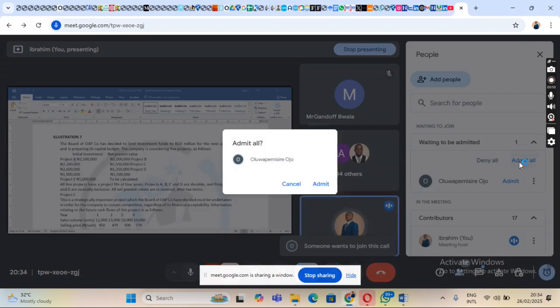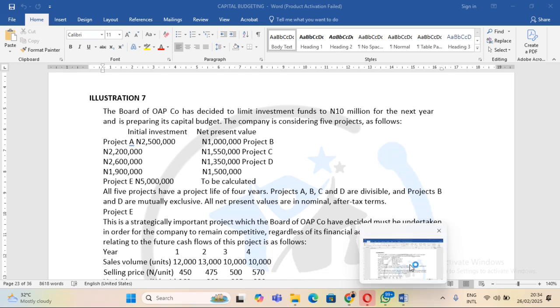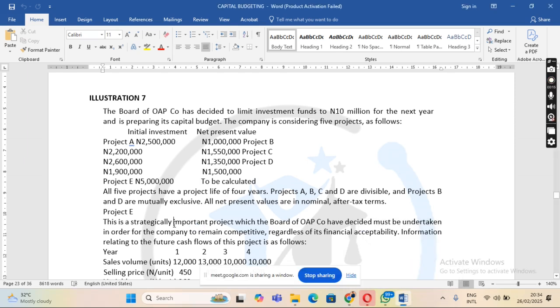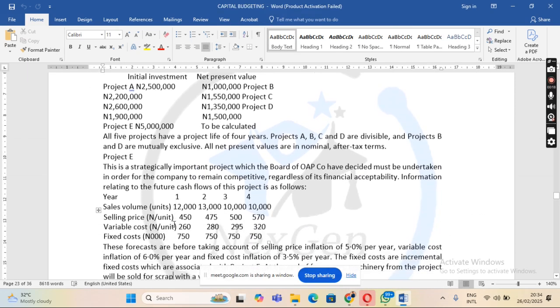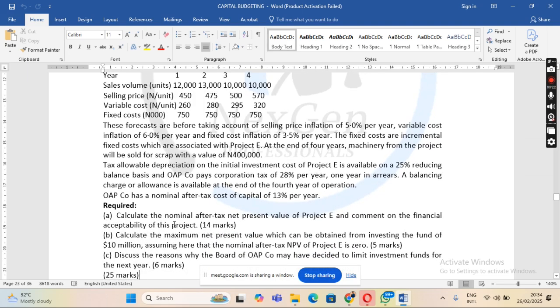Strategic Financial Management. In today's class, we shall look at this question. We have analyzed the question in our previous lecture, right? But today we'll just go straight to the point by doing what? By solving it, by looking at the required.